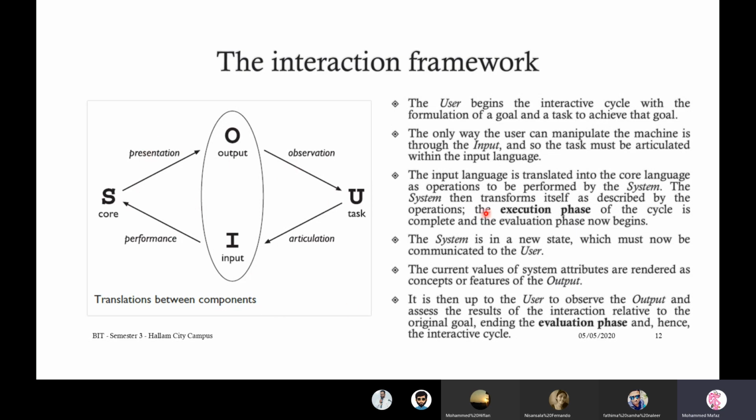So the next set of slides are going to explain each of these phases, what happens in each of them. If you are asked a question to describe the interaction framework, you can simply put this picture: system, output, input, user, and then mark down these execution phase items: articulation, performance, then the evaluation phases: presentation and observation.